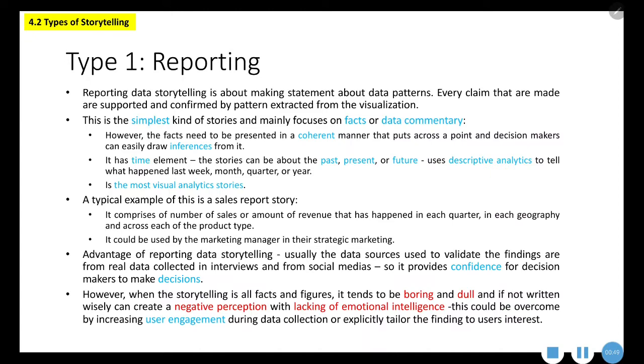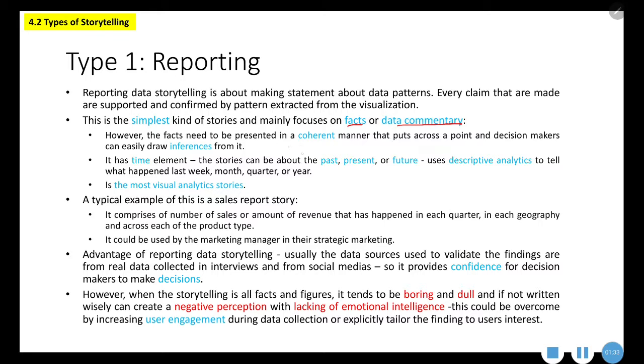The first one is reporting. So what is reporting? Reporting data storytelling is about making statements about data patterns. Every claim that is made is supported and confirmed by patterns extracted from the visualization. This reporting data storytelling is the simplest kind of story, which mainly focuses on facts and data commentary. However, the facts need to be presented in a coherent manner that puts across a point, and decision makers can easily draw inferences from it.